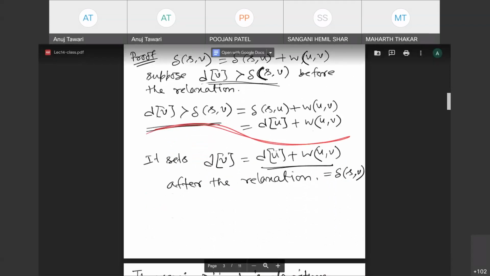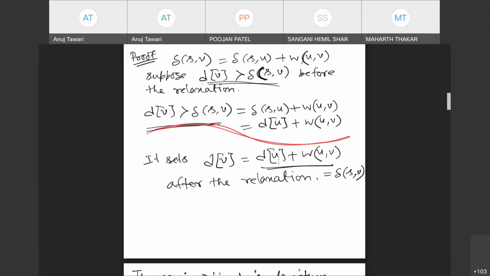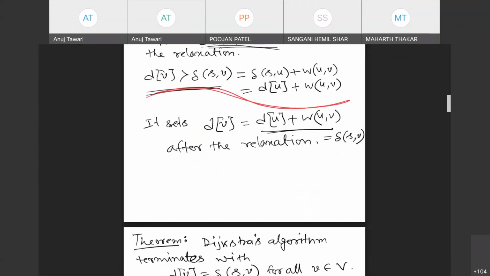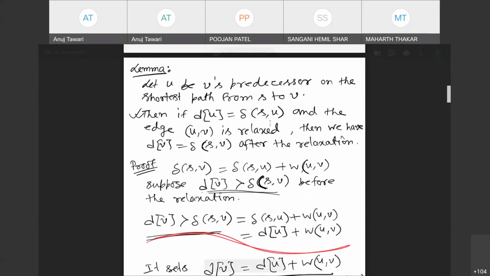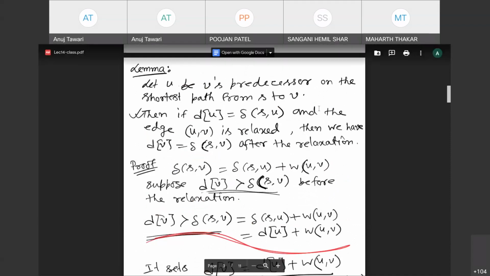Which is just the length of the shortest path from S to V. We go from S to U and then traverse this edge from U to V. So this is assuming these conditions, that du equals delta SU and so on.